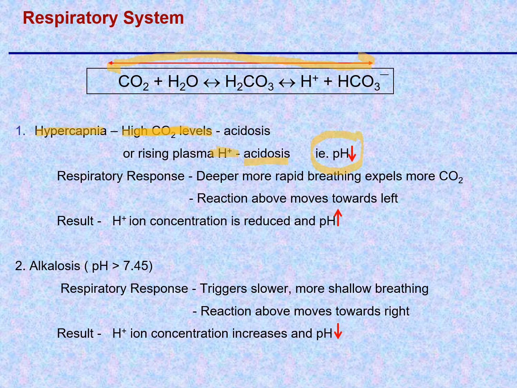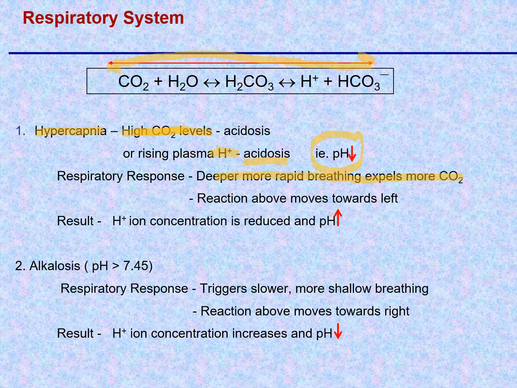Now, the response to hypercapnia: pH is monitored. The level of pH is monitored by chemoreceptors. You have chemoreceptors, sensory neural tissue that responds and sends signals back into the respiratory centers in the brainstem, and it triggers a response, causing outgoing signals to cause deeper, more rapid breathing to blow off the CO2.